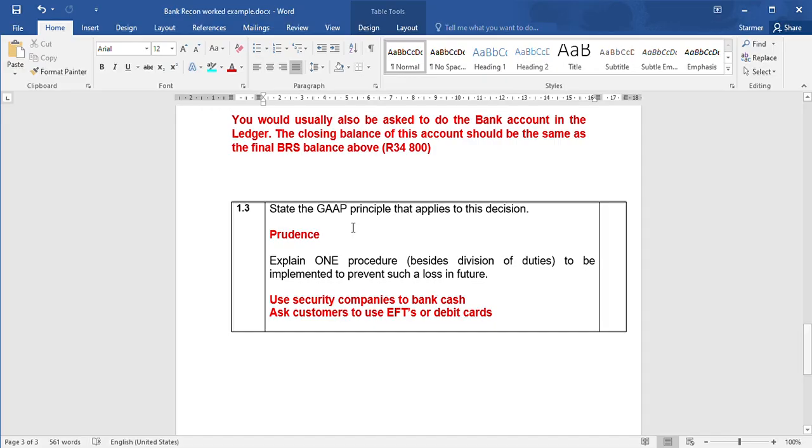And then one procedure besides division of duties to be implemented to prevent such a loss in future. One way is to actually use a security company, and they are responsible for banking all the money that you receive on a day. The other way is you could actually ask your customers, we don't accept cash, we don't want cash to be paid to us, especially large sums. Please rather use your debit card or an EFT payment.